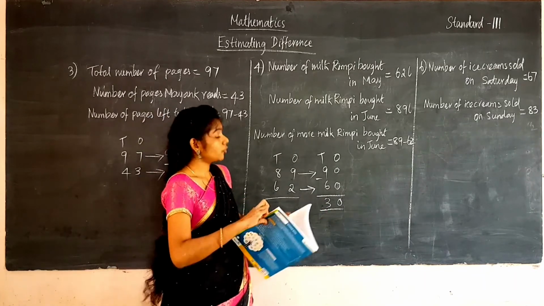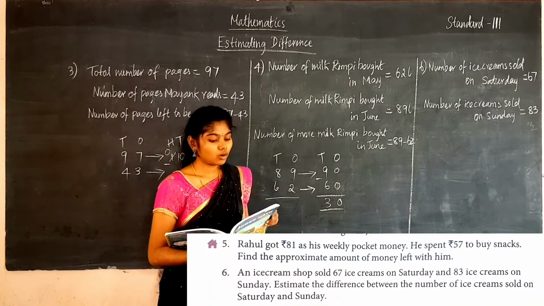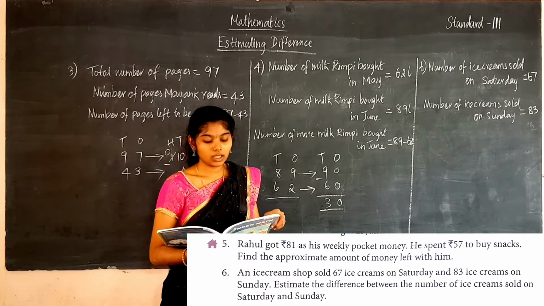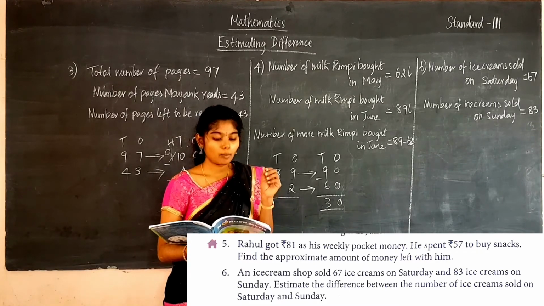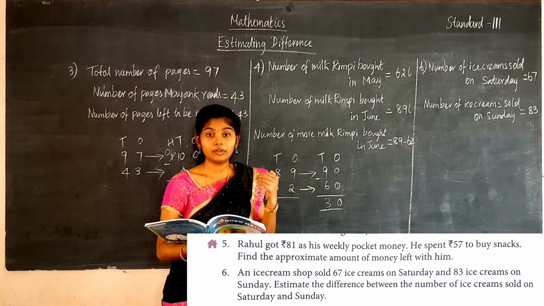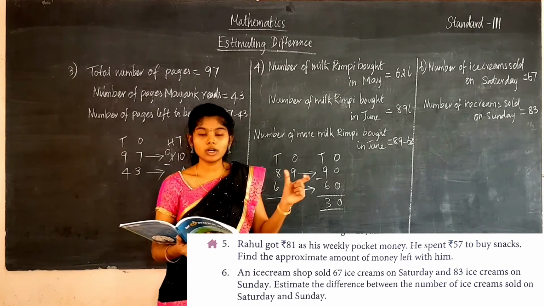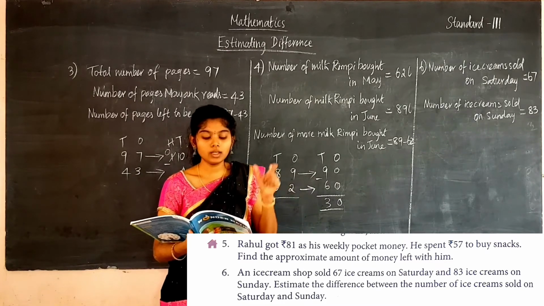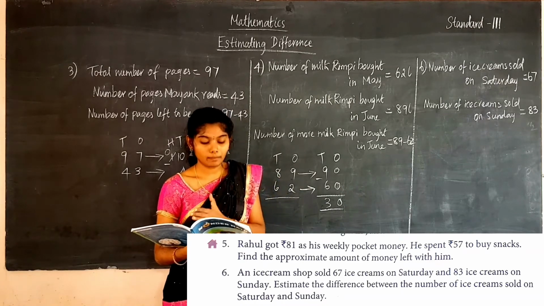The next sum, the fifth sum, you are going to do as your homework sum. Rahul got rupees 81 as his weekly pocket money. He spent rupees 57 to buy snacks. Find the approximate amount of money left with him. So here also we are going to estimate the sum. Here the word approximate is given. So the same thing, rounding of the number, approximate means the same thing. So here also we are going to estimate the number.